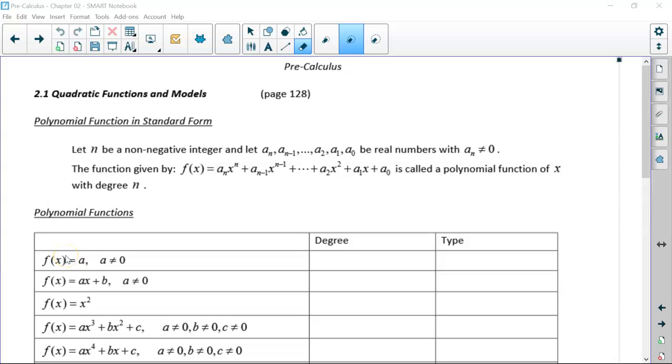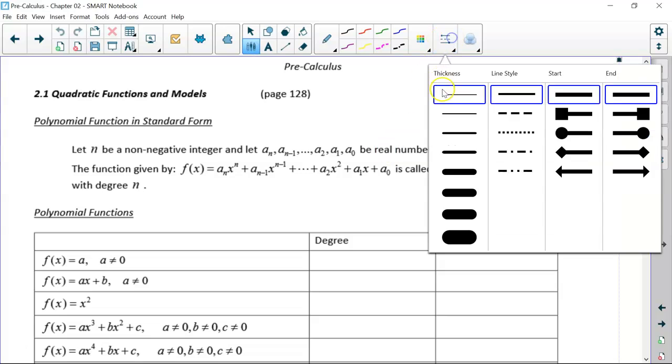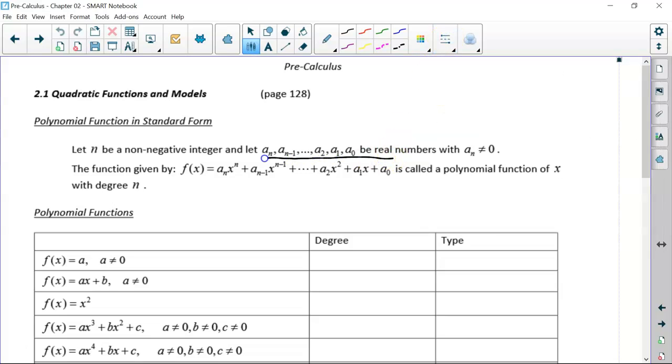Welcome to section 2.1. We're going to be talking about polynomials, mostly focusing on quadratics. Now, a polynomial in standard form, don't be afraid by the notation. All it's saying is that we're going from the largest exponent to the smallest exponent, the x to the n. It's just going down in degree. When we're talking about degree, we're talking about the largest exponent of the variable.